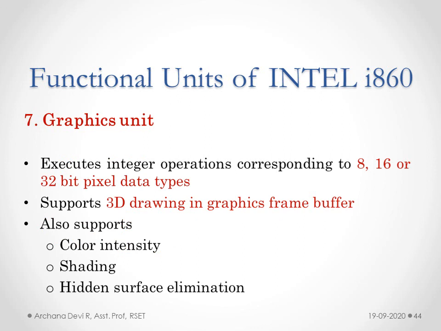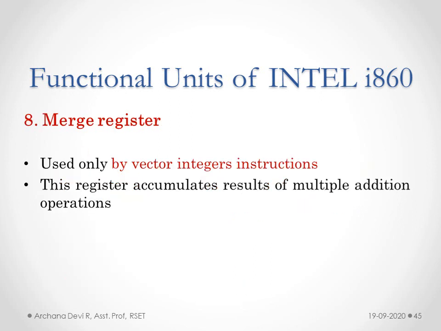There's a separate graphics unit which can execute integer operations corresponding to 8, 16 or 32-bit pixel data types. It supports 3D drawing in the graphics frame buffer and it also supports color intensity, shading, hidden surface elimination and so on. Now the merge register is used only for vector integer instructions. This register will accumulate the results of multiple addition operations, say in the case of an array.